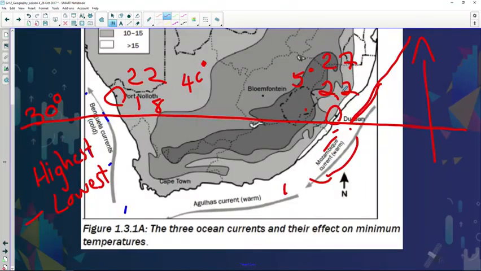The simple reason why is because Durban's coastline is being washed by a warm ocean current, and at Port Nolloth, the ocean that flows past is a cold ocean current.